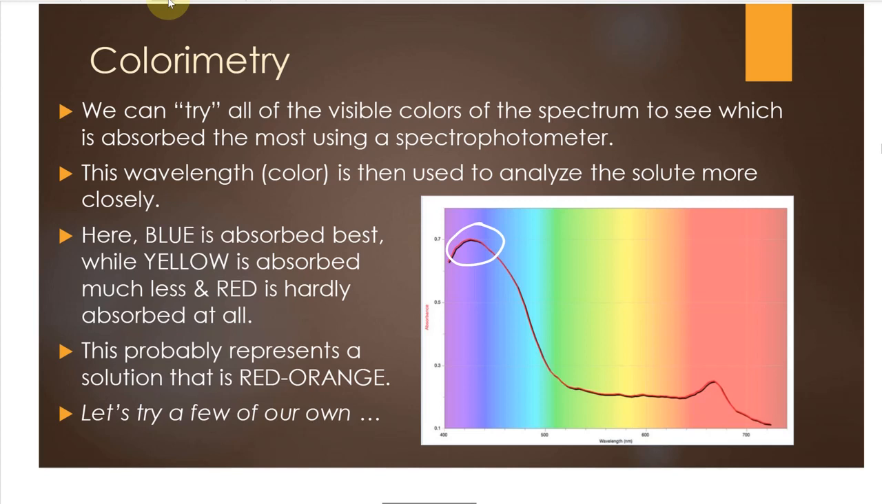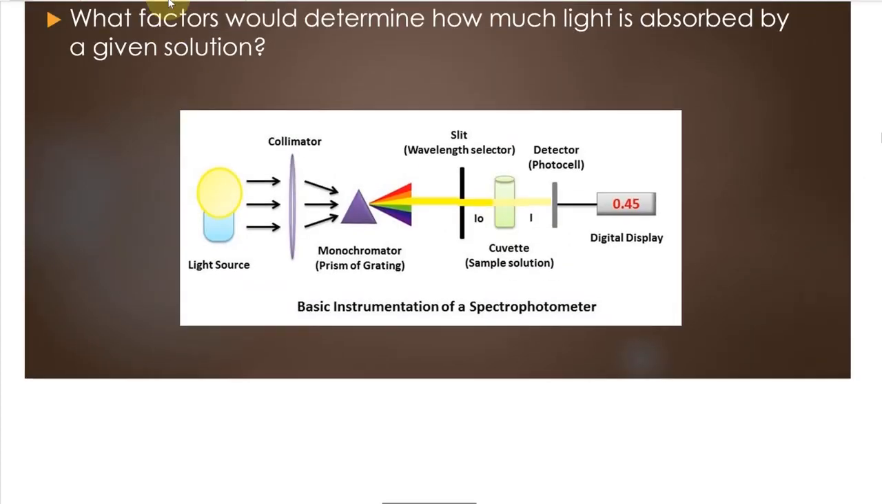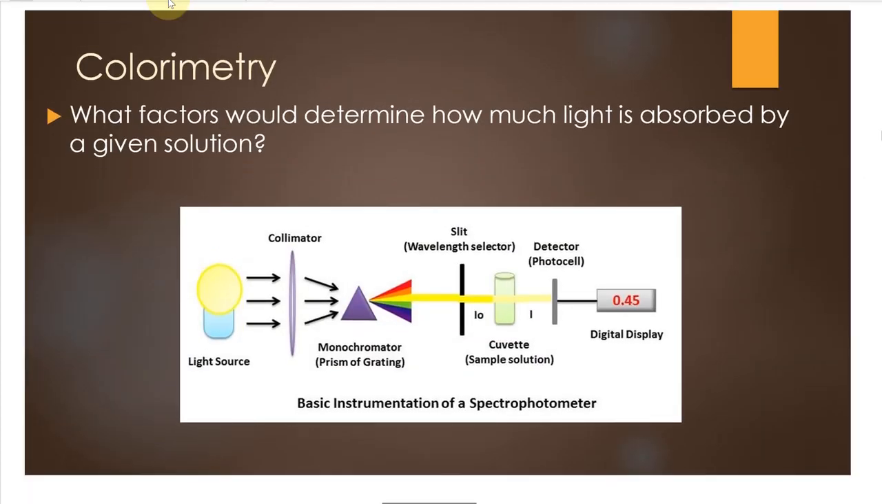Okay. Now, as we look at the problems that are in your packet, we're going to use that idea to help us choose it without even having to look at data like this. We're going to look at the color wheel and choose our color from there. Now, the final piece is this. What about a solution determines how much light is absorbed? In colorimetry, a different amount of light will be absorbed based on several factors.